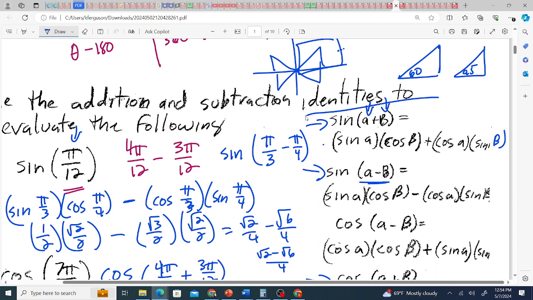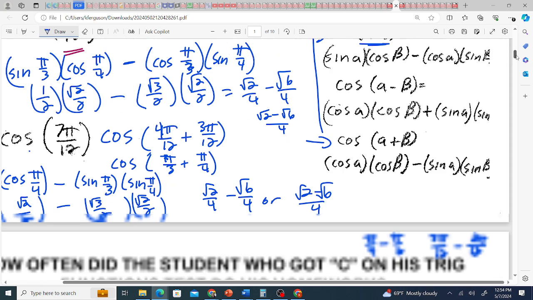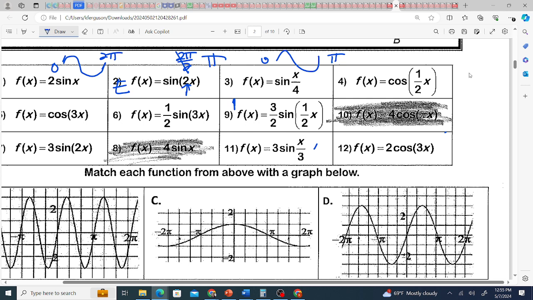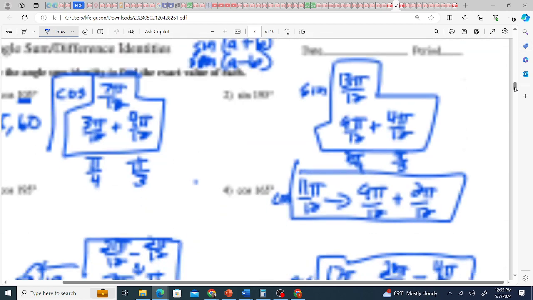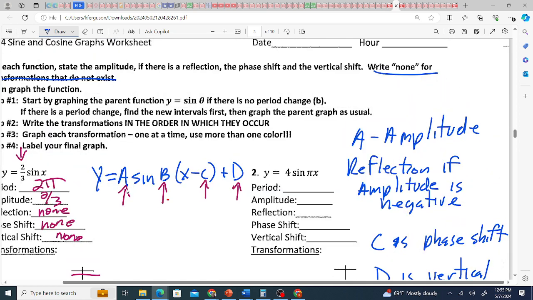So you need to write these somewhere because I'm not giving them to you. There's a couple matching. So there's some graphs and some equations that you need to match. So the big thing is remembering what this means.